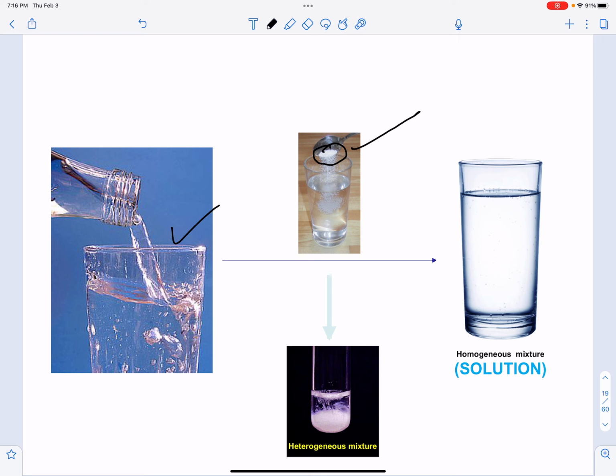So if you mix it with the solvent and you come out with a homogeneous mixture, then you have a solution. If you come out with a heterogeneous mixture, then we don't have a solution. So in this chapter we're dealing with solutions, and we saw how the solute-solvent interaction is stronger than the solute-solute interaction in terms of intermolecular forces, and that's what causes the formation of the solution.